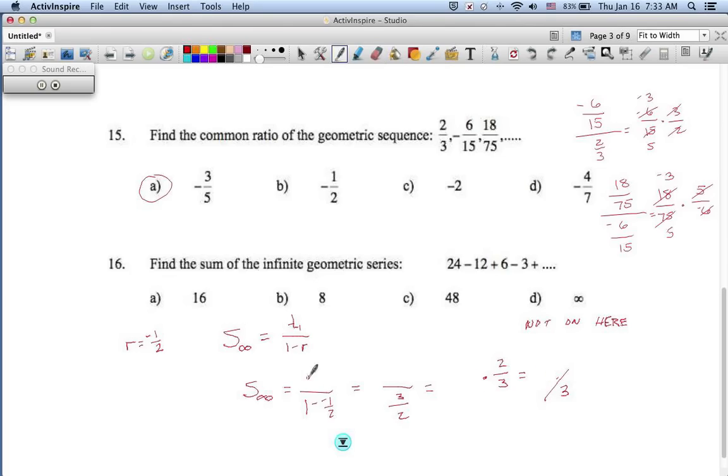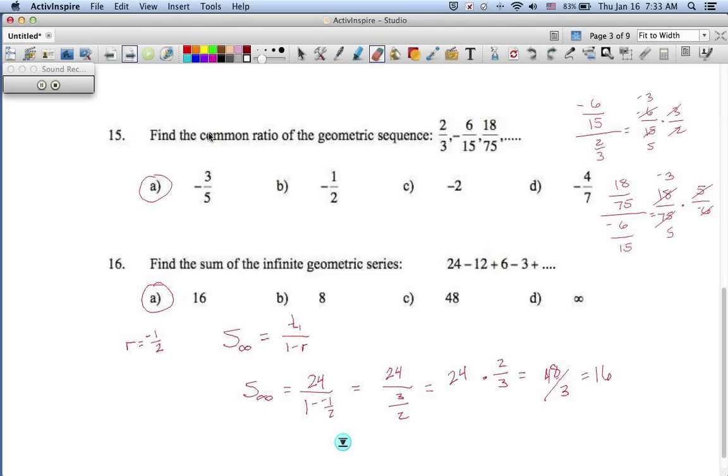So 24 is the first term. 24 divided by 3/2, 24 times 2/3 is 48 over 3, which is 16, which gives us A, and therefore it is on here. Okay, just wanted to touch base on that.